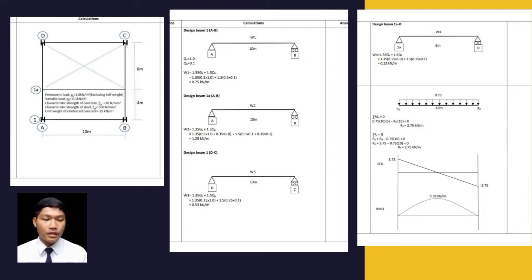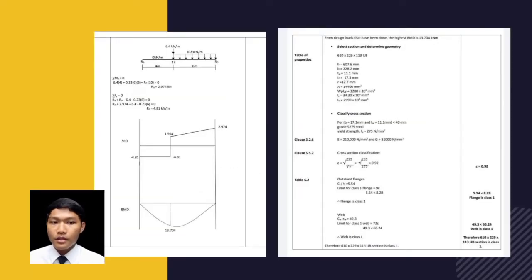As you can see, that is our free body diagram. After that, we sketch again a free body diagram from A to D, where we get the reaction at D is 2.974 kN and reaction at A is 4.81 kN/m. And then we select section and determine geometry, where we follow the table properties.